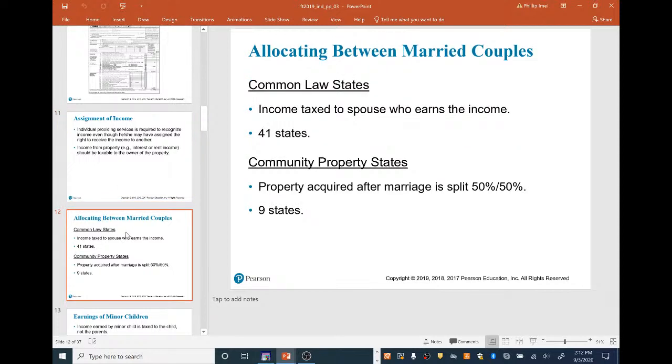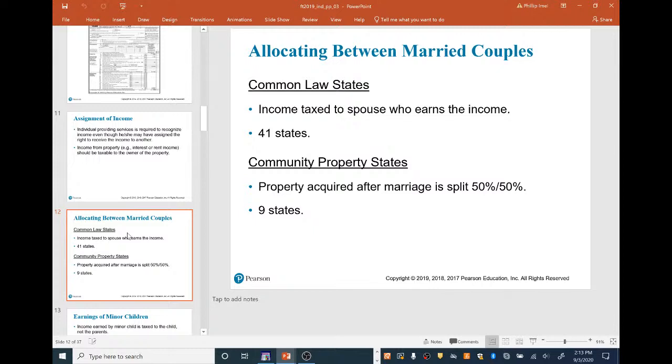Next, let's talk about allocating between married couples. So we see here, common law states, income is taxed to the spouse who earns the income. 41 states are common law states. Community property states are made up of 9 states, and this is where property acquired after marriage is split 50-50. Let's talk a little more on that. Income allocation between husband and wife is dependent on state law. Obviously, as we said, it's either going to be common law or community property law.